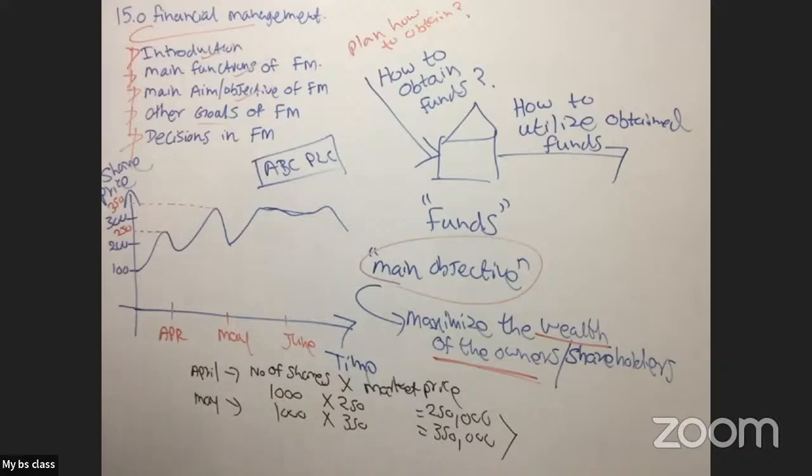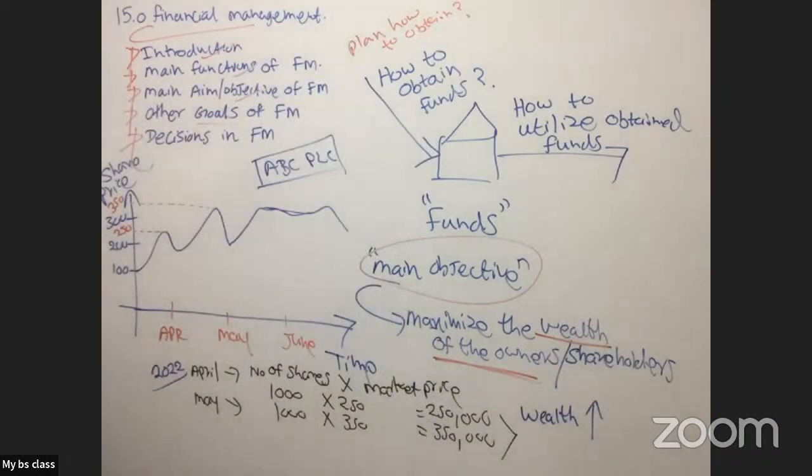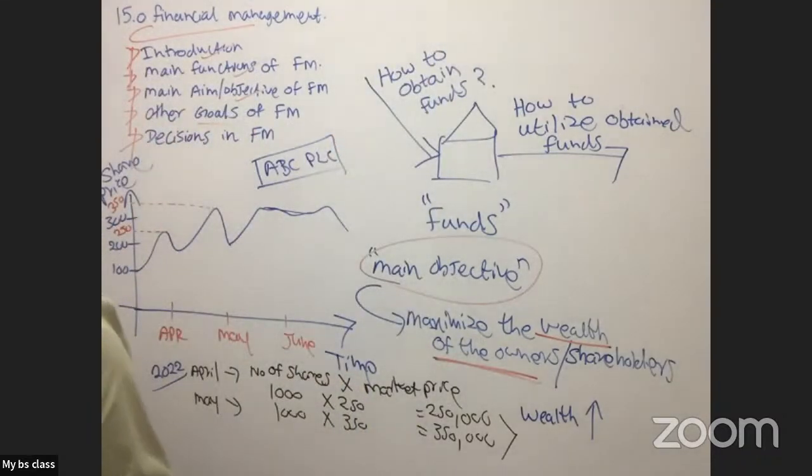So let's say this is 2022. April and May. Wealth increased. Just remove this one, no need. It says how to obtain, right? Which means you're planning anyway. How to obtain and how to utilize. And here your organization.